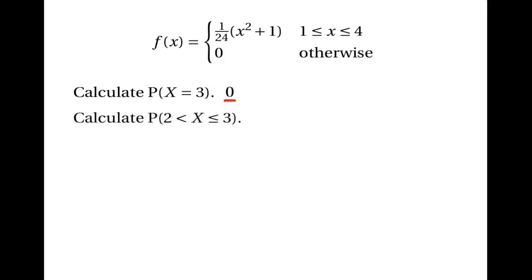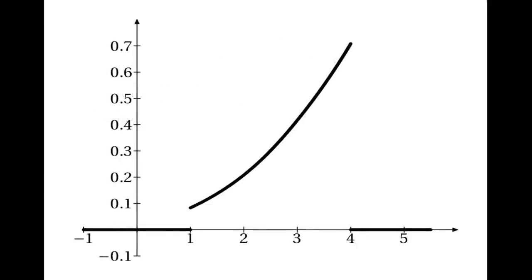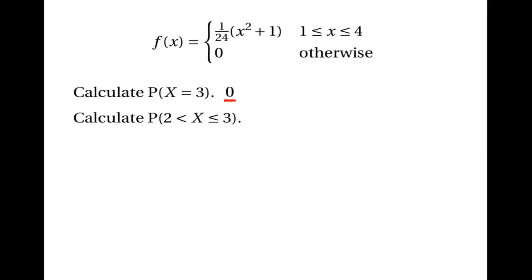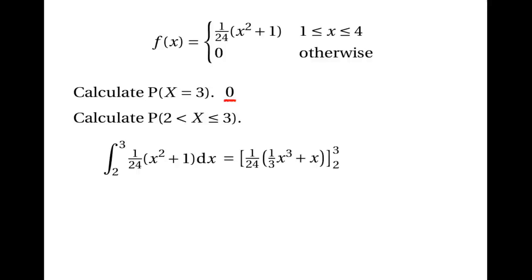Let's look instead at the probability that x is greater than 2 and less than or equal to 3. Well, here's the area where x is greater than 2 and less than or equal to 3. So we need to find out this area. We'll do that by integration. We need to integrate 1 over 24 times the square of x plus 1 with limits 2 and 3. That integrates the same way as before, so we need to find out the value of 1 over 24 times a third of x cubed plus x with limits 2 and 3.